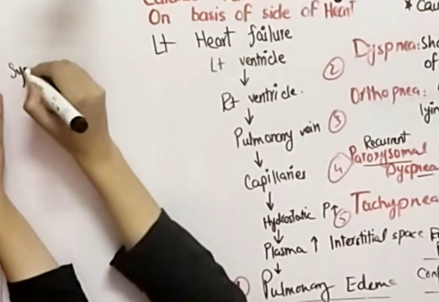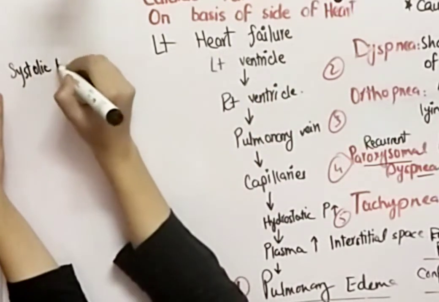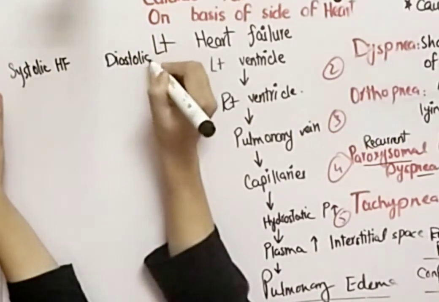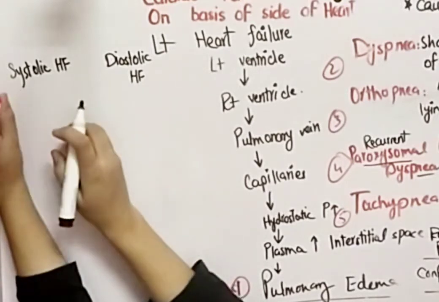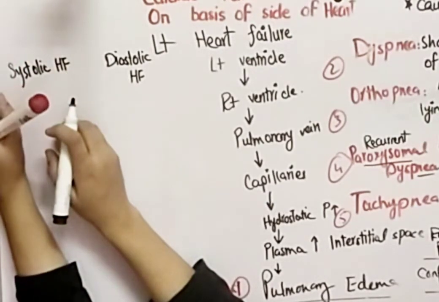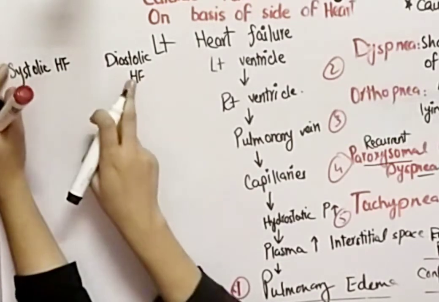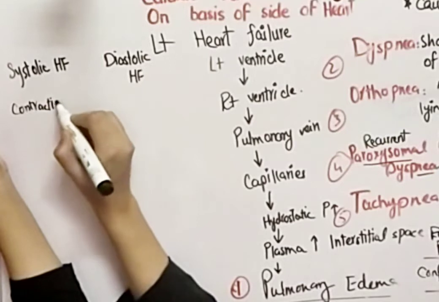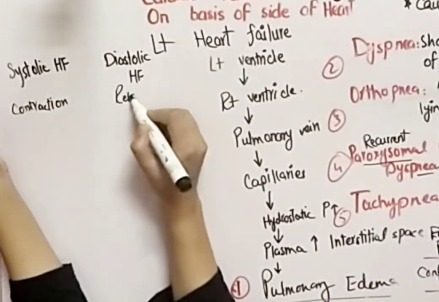And we have systolic heart failure and diastolic heart failure. Systolic heart failure simply means that your heart is not able to pump the blood normally. Okay, it is related to the contraction problem, and diastolic is related to the relaxation problem. So this is the contraction problem and this is the relaxation problem of the heart.